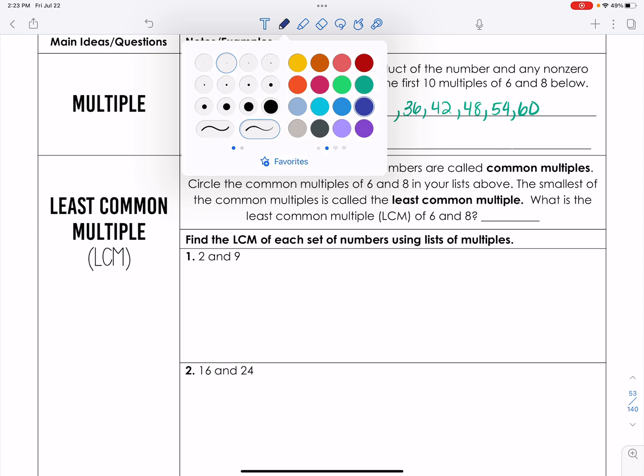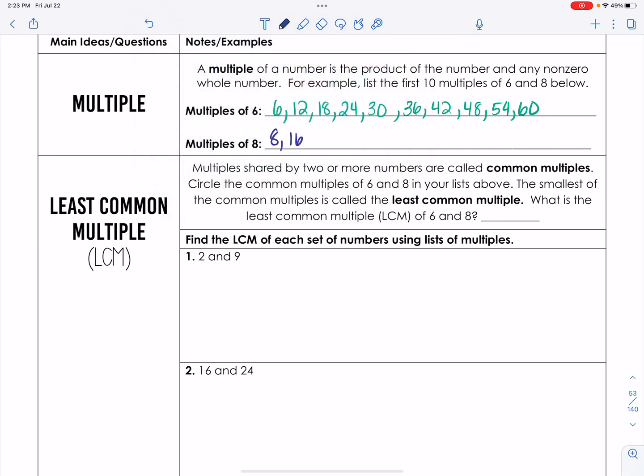Then you're going to do the same thing for 8. So 8 times 1, 8 times 2, 8 times 3, up through 8 times 10. Okay? And then what you're going to do is go through and say, okay, 24 and 48. In the first 10, they share 2. So that's what a multiple is, something they both multiply into.